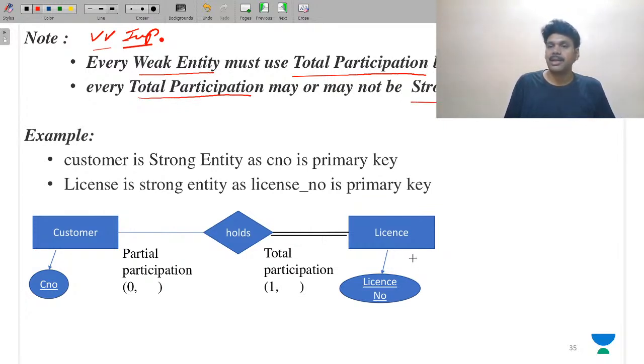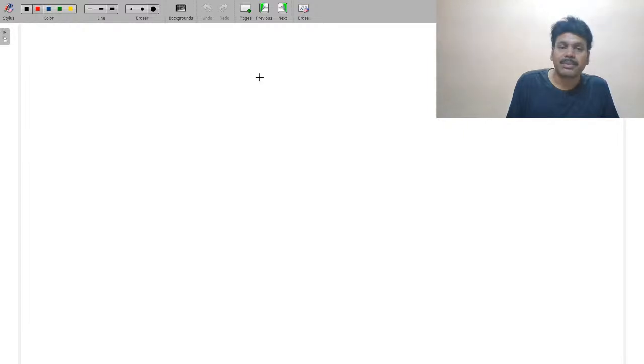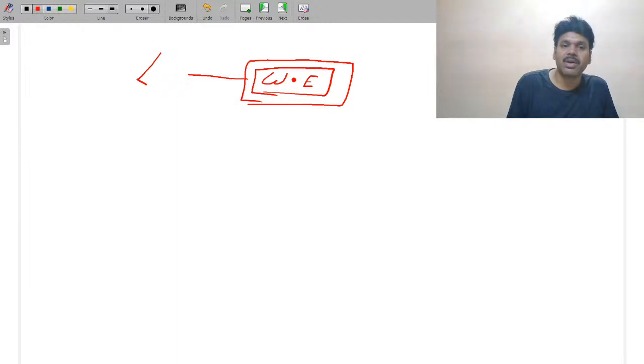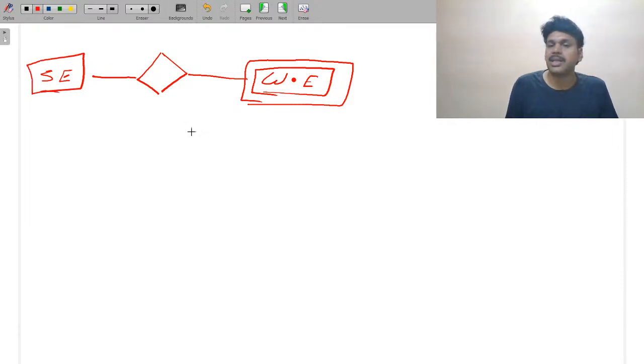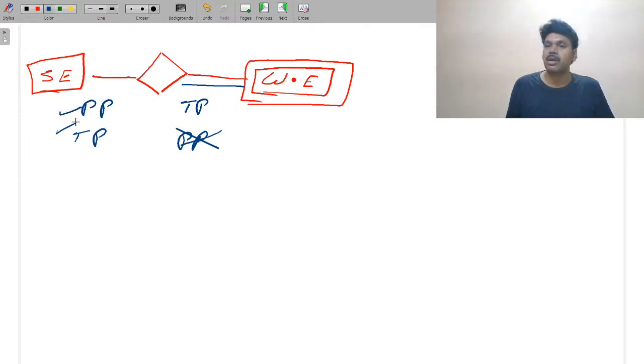What's the meaning of that? Let us see. When I am talking about weak entity, weak entity must depend on strong entity. Every weak entity must depend on strong entity. Therefore, it is the total participation. Compulsory, weak entity means. But the strong entity may be partial, may be total. But every weak entity is a what? Total participation. You cannot use a partial participation here, but you can use both of them in strong. Why so? Let me show you in this.